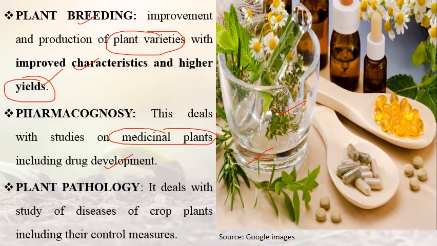Next is plant pathology. It deals with the study of diseases of crop plants, including their control measures. So how we can observe the diseased plants, and how we can control these diseases. That branch is known as plant pathology.